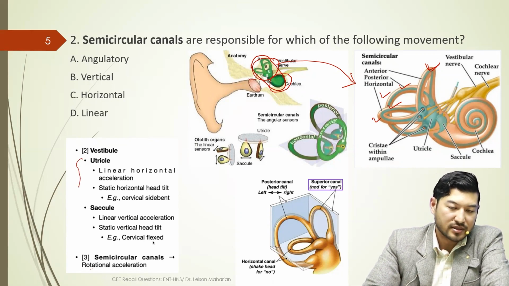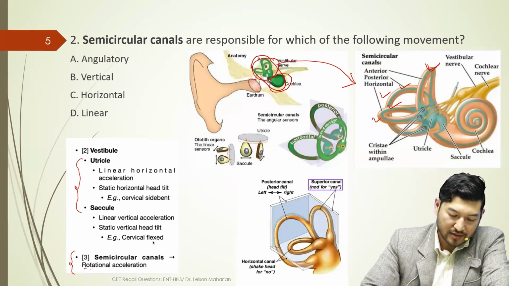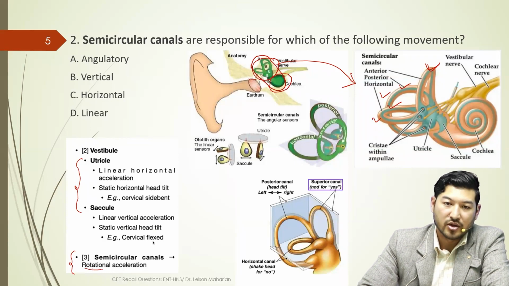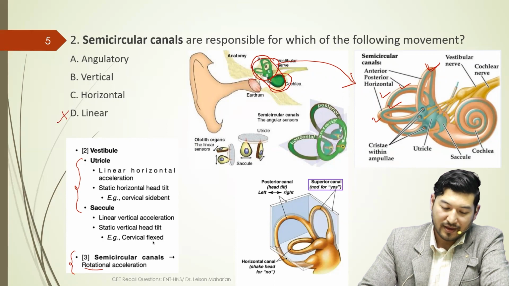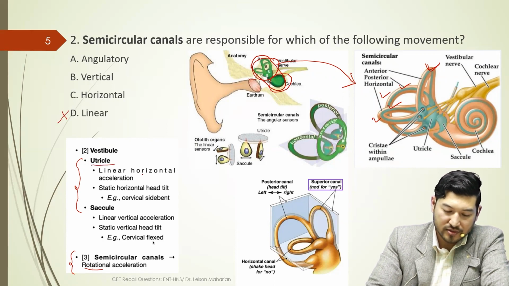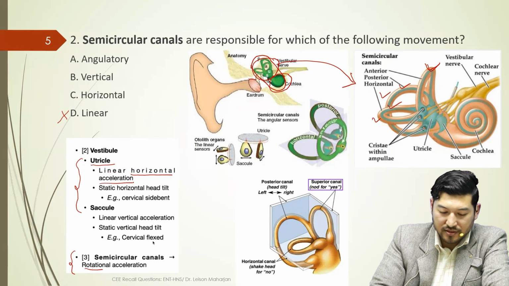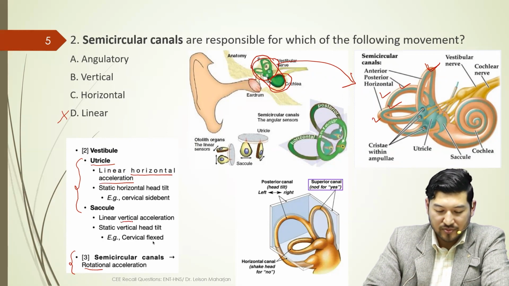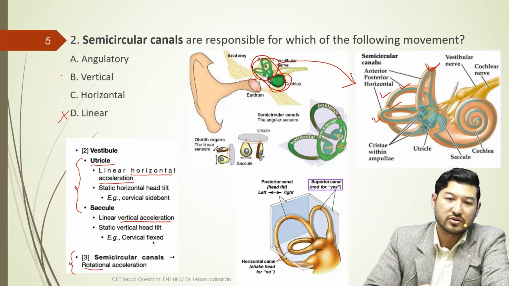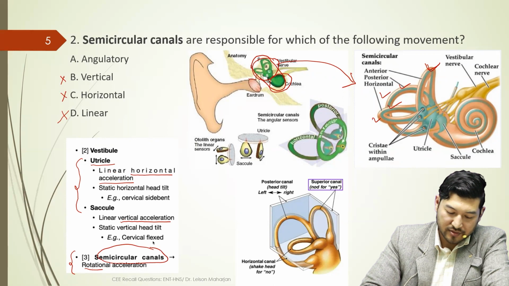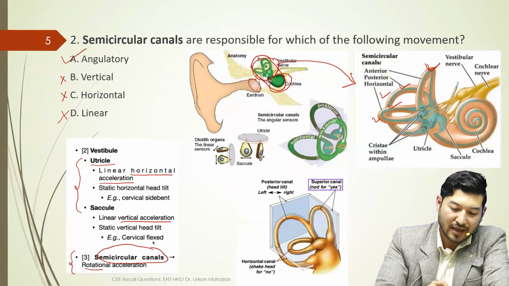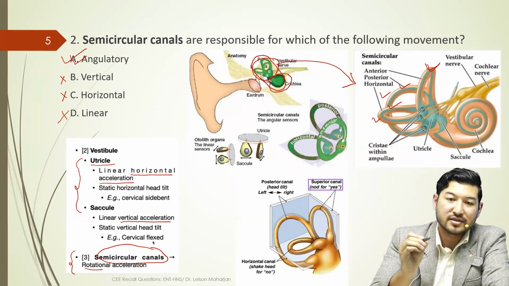So first, the otolith organs are responsible for linear motion, whereas the semicircular canal is responsible for rotational motion. So going back to our question, linear is ruled out because otolith organs are responsible for linear motion, and in linear motion, utricle is responsible for horizontal acceleration, and saccule is responsible for vertical acceleration. So that rules out our option B and option C. So semicircular canal is responsible for rotational or angular movement. So our answer is A.